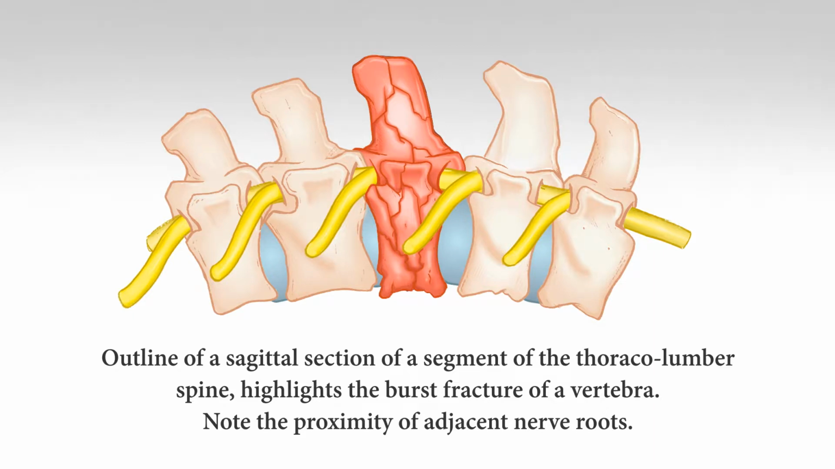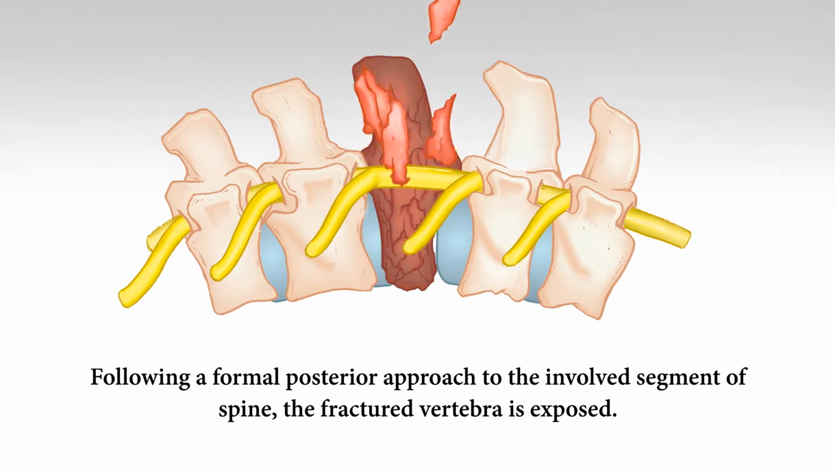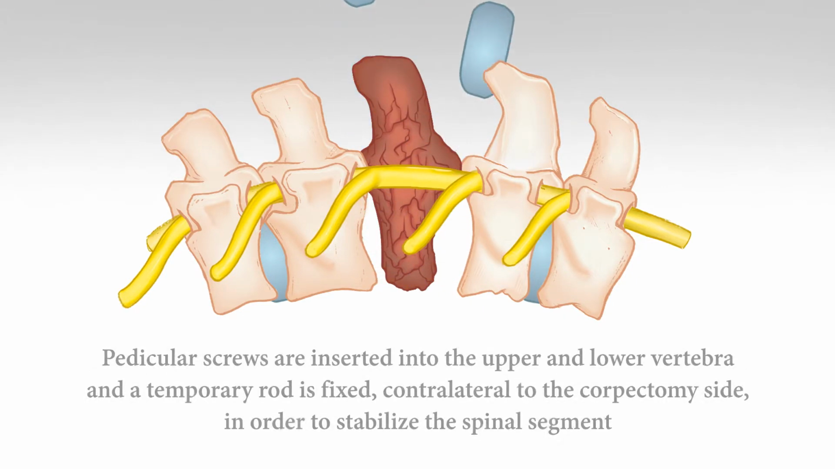Outline of a sagittal section of a segment of the thoracolumbar spine highlights the burst fracture of a vertebra. Note the proximity of adjacent nerve roots. Following a formal posterior approach to the involved segment of spine, the fractured vertebra is exposed.